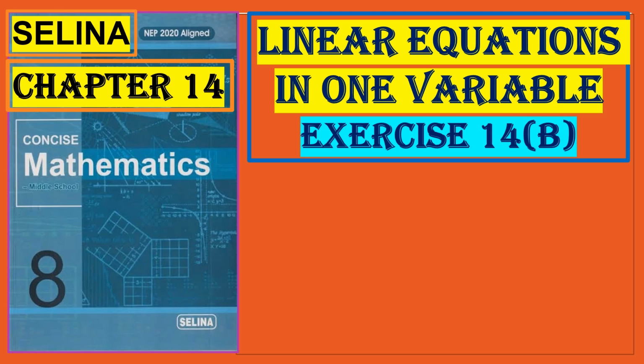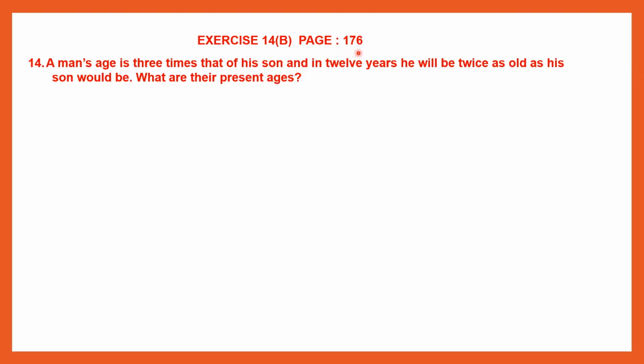Let's do linear equations in one variable, exercise 14b, page number 176. Question 14. A man's age is 3 times that of his son, and in 12 years he will be twice as old as his son would be. What are their present ages?